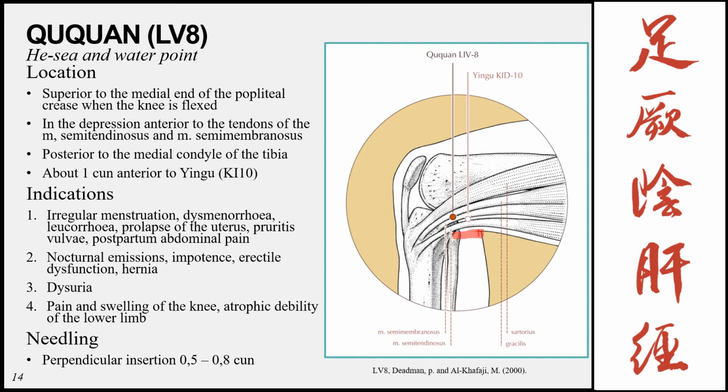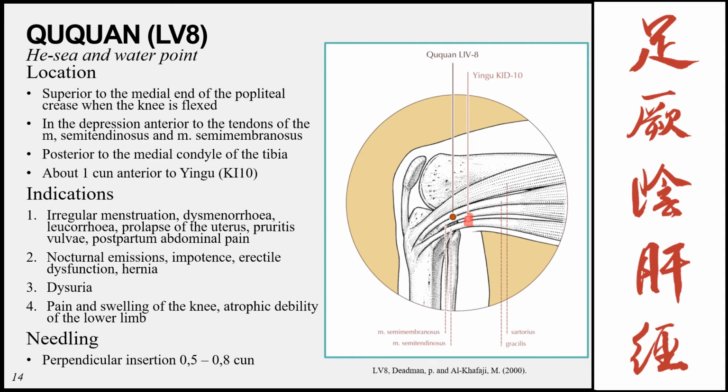And it is also in a depression anterior to the tendon of the semitendinosus muscle over here, and the semimembranosus muscle over here, and it's posterior to the medial condyle of the tibia. So here's the tibia, we've got to be posterior to this condyle, and it's 1 tun anterior to YINGU, kidney 10. And kidney 10 is over here.